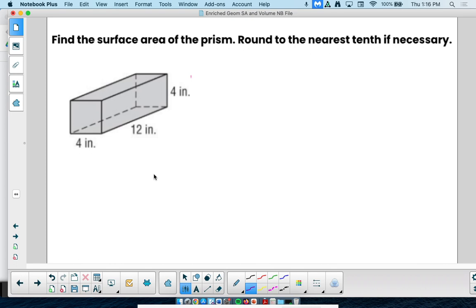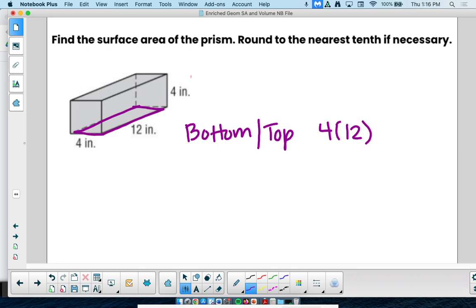So when we find the surface area of this one, I like to label it a little differently. I do bottom and top. And I'm going to be a little more detailed with your notes just so you can see where we're getting these numbers from. If I trace out that bottom rectangle, what are the dimensions of that rectangle? Yeah, 4 and 12. So 4 times 12. And can you agree that the bottom and top of this rectangular prism are the same? So I'm going to multiply it by 2 to save ourselves some time.